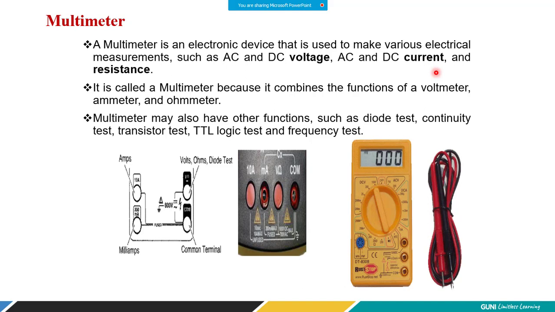Between two circuits, between two wires, you can check whether the wire is fine or not. For example, you are using a jumper wire and let's say you have doubt whether it's correct or not. You can check by this multimeter, right? You can do a transistor test, you can do a TTL logic test and a frequency test also, right? So this is what you mean by the multimeter.